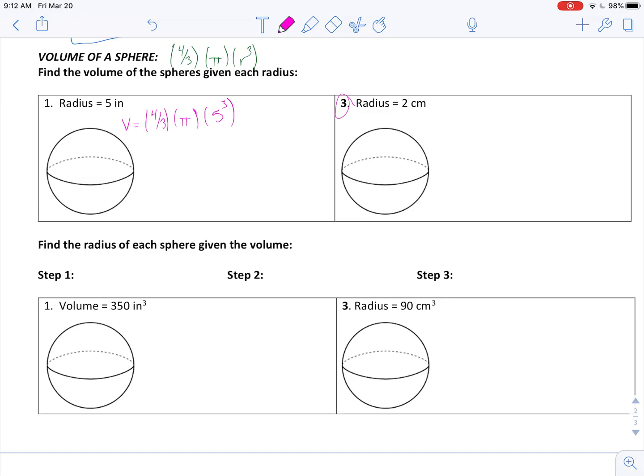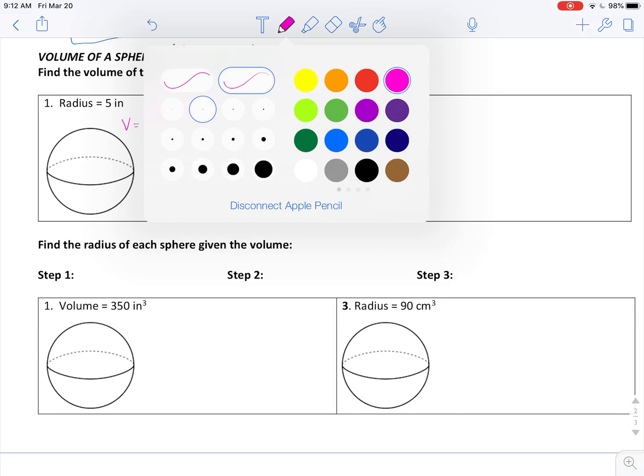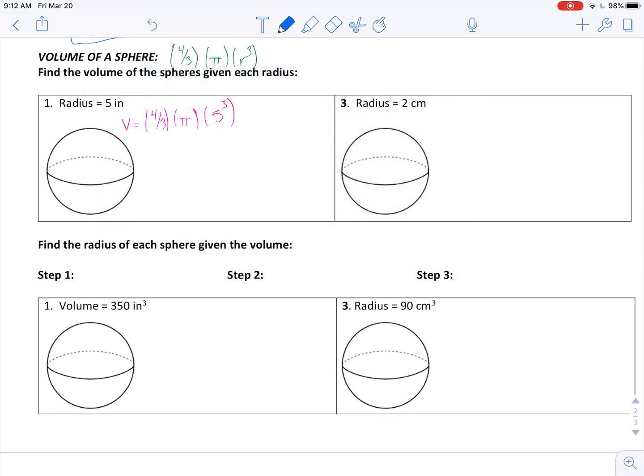So I want you guys to finish this first problem and try, oh, that's strange. Here's my typo for the day. I want you to finish this first problem and try finding the volume for the second sphere there. So let's see, 4/3 times pi times 5 cubed. So this volume would be 523.33 cubic inches.